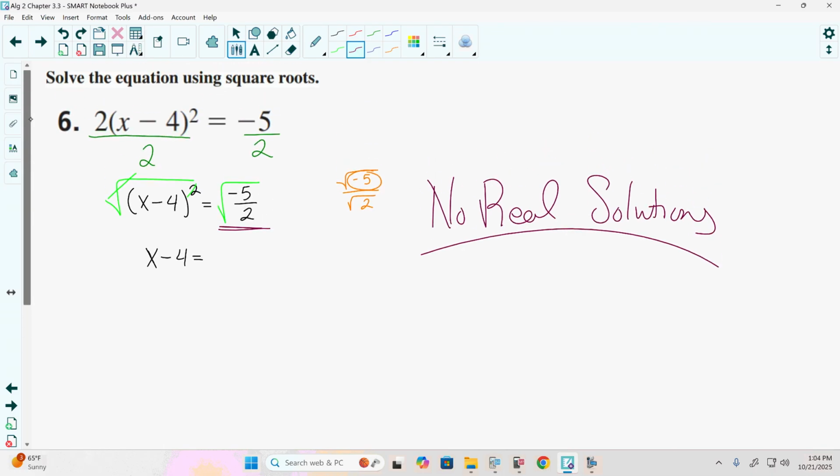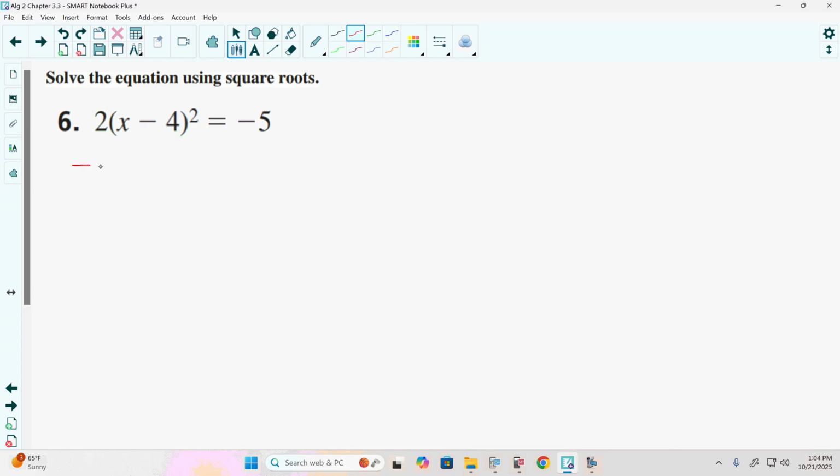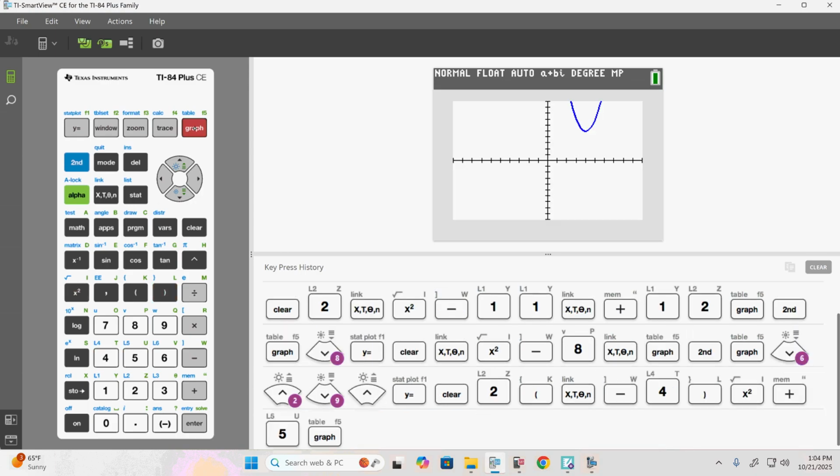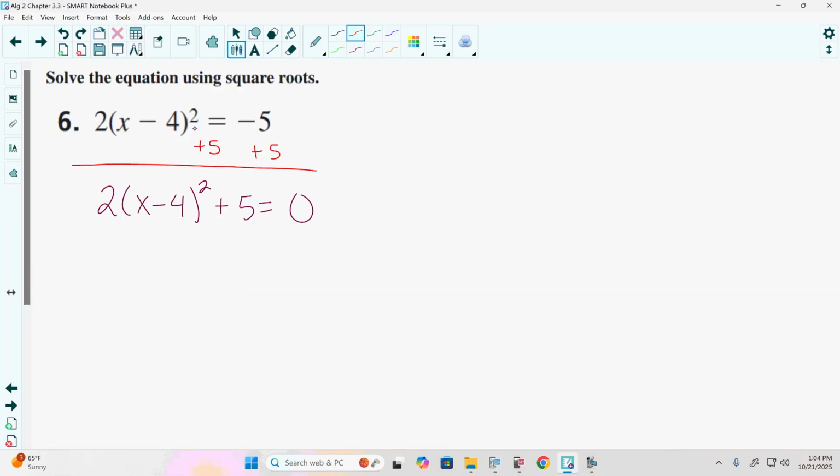If we look at this here, I'm going to back up and graph it. To graph it, we would add 5 to both sides, telling us that we have 2 times (x minus 4) squared plus 5 is equal to 0. We get this function here, and as we see, it does not cross the x-axis. If it doesn't cross the x-axis, there are no real solutions. There is no real value of x that will make this function be 0.